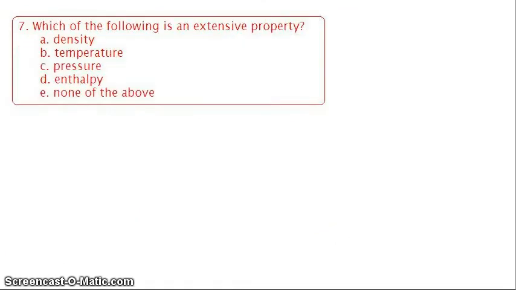Now, number 7. Which of the following is an extensive property? We have density, temperature, pressure, enthalpy, and none of the above. But the answer is actually enthalpy. Why? We have to ask ourselves, first of all, what does extensive property mean? Extensive properties are properties that do depend on how much you have, on amounts. Density, temperature, and pressure do not have to do with how much you have, but enthalpy does. Depending on how much mass you have, enthalpy can go up or down. So the answer would be D, enthalpy.